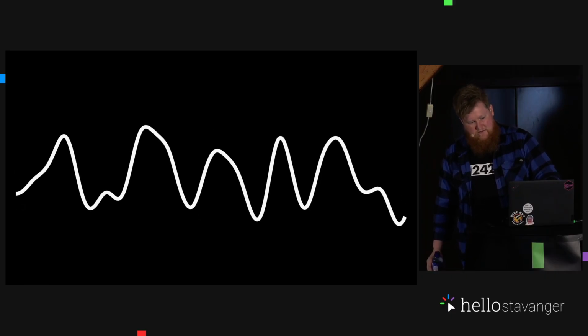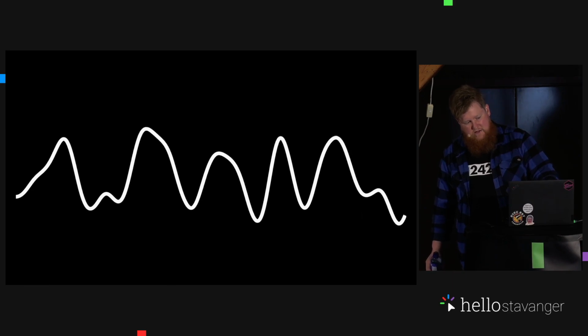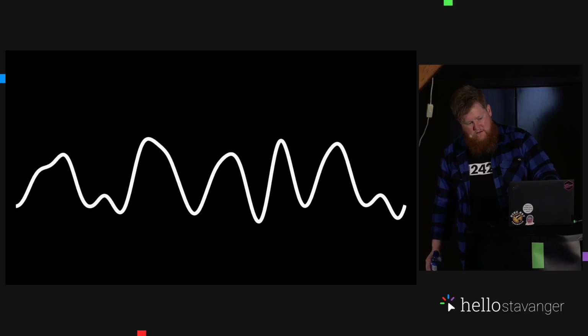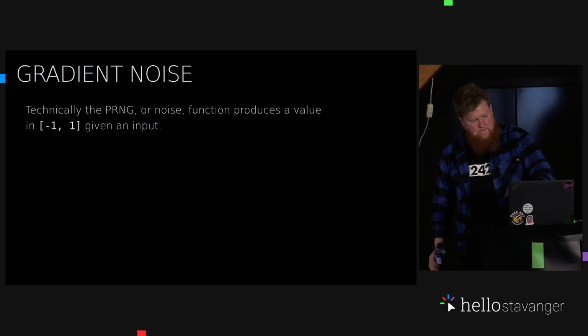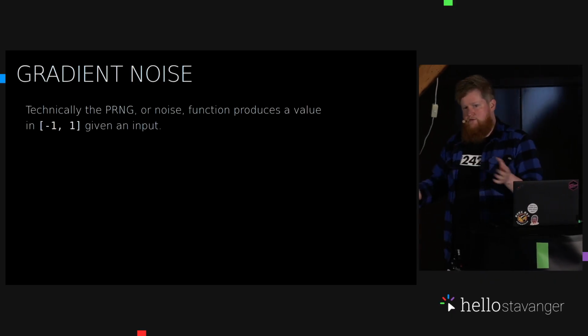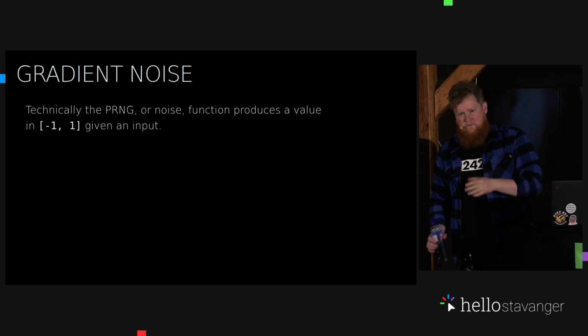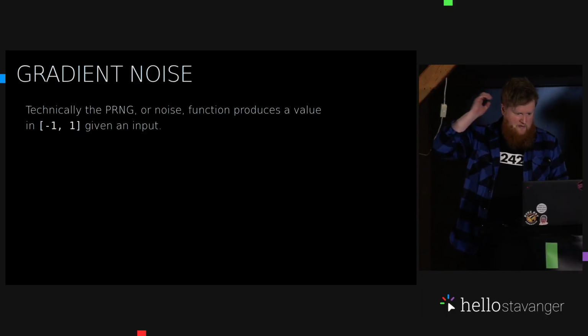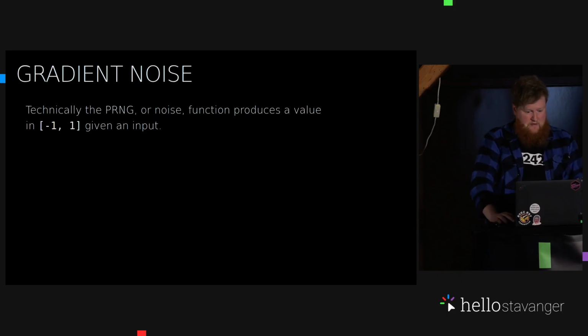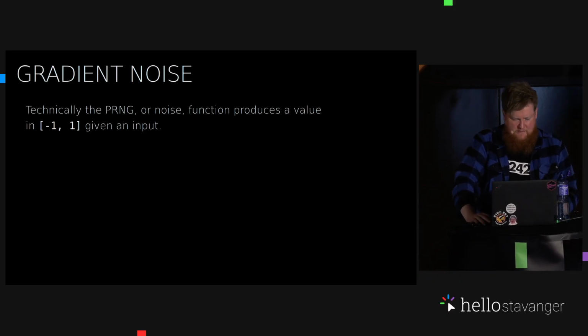So if I take a small step along that z-axis, I get a tiny change in the way the line appears. And this is really neat. And technically, the PRNG, or the noise function, only produces a value between -1 and 1. So it doesn't really do anything. It doesn't have any inherently graphical property. It's just a value in a predictable value space.